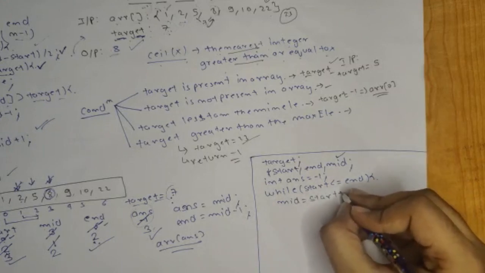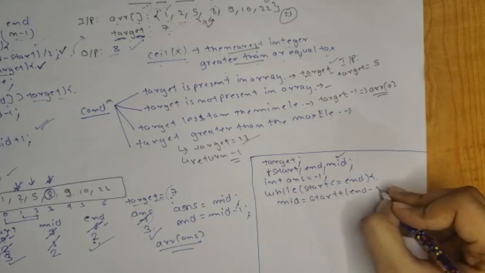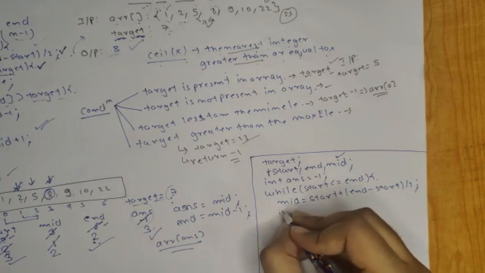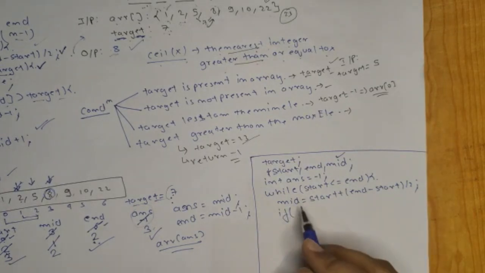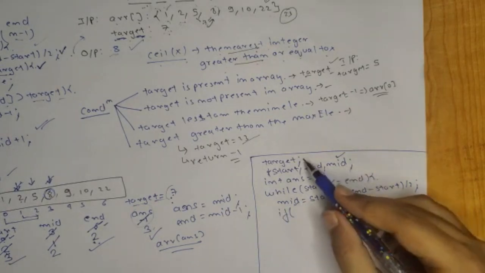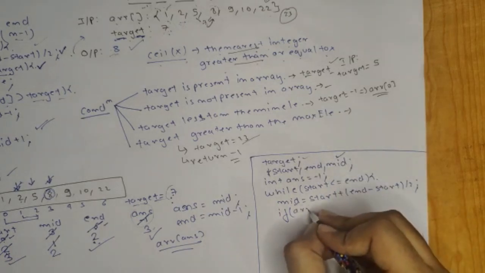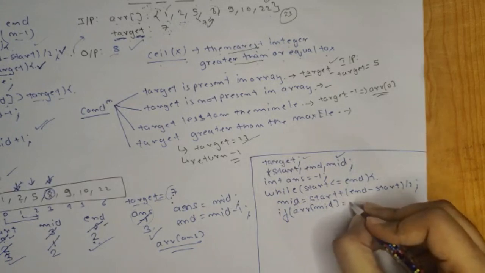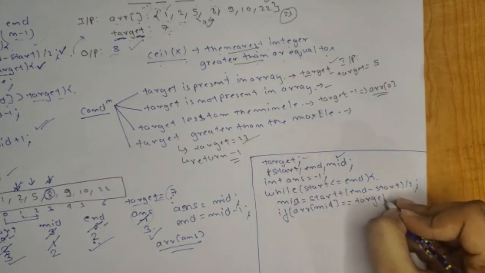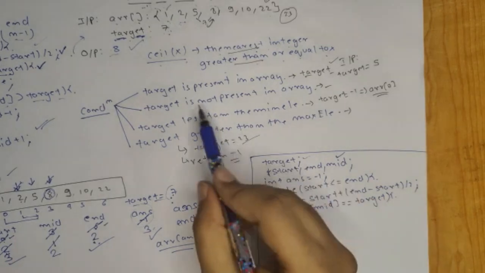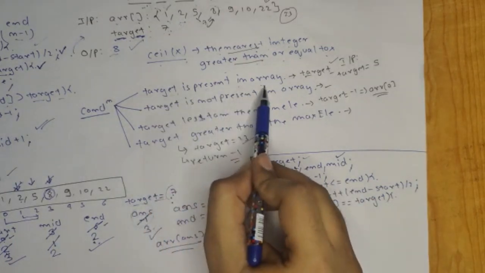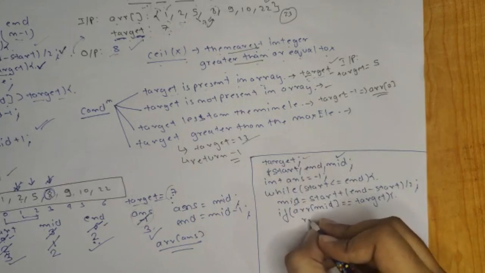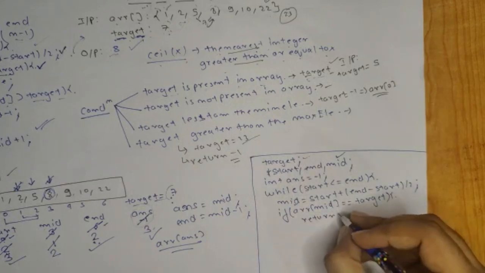Mid is equal to start plus (end minus start) divided by 2. Then we will match the mid value with the target value. If the element stored at the mid index is the same as the target value, and you can clearly see this was the condition, if target is present in the array, we have to return the target.